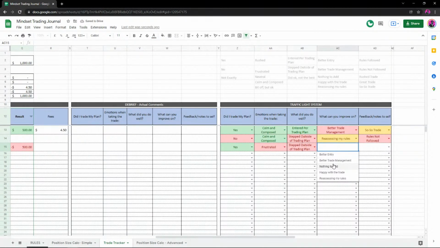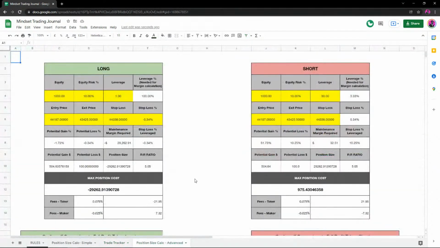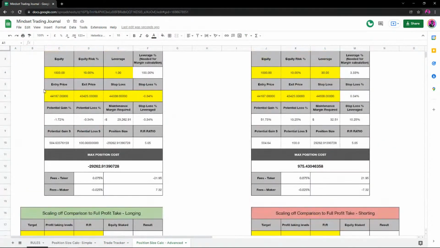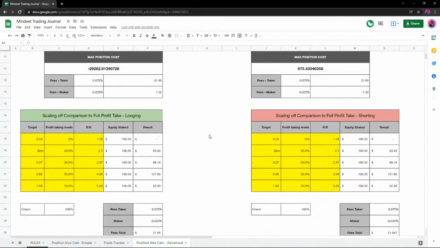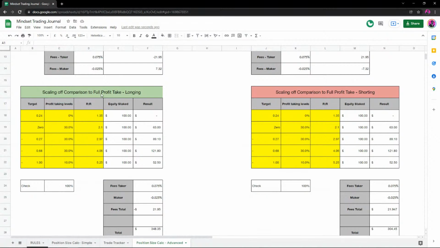It took a little while to get set up, but it was kind of a labor of love over a little while. So yeah, I think it's pretty cool. And the position size calculator as well is on this tab, where you can basically use your equity size, long, short, and then you can travel on through and check your scaling off comparison.